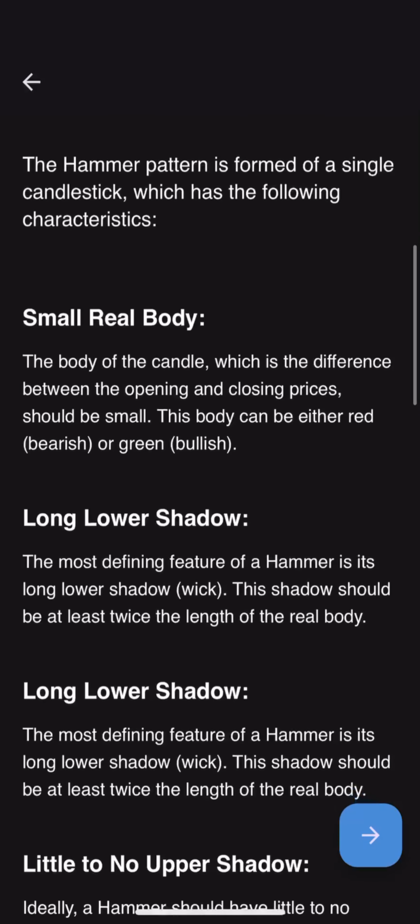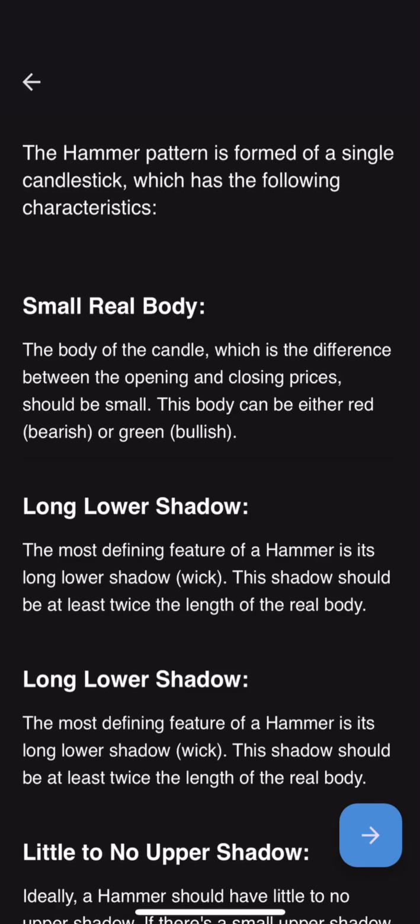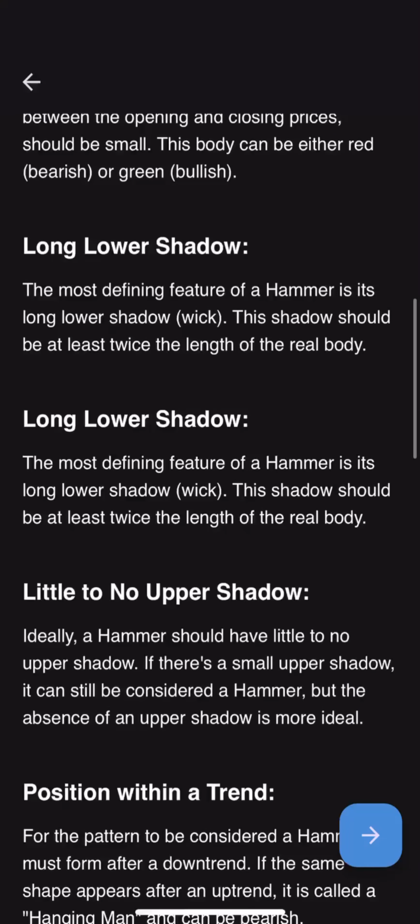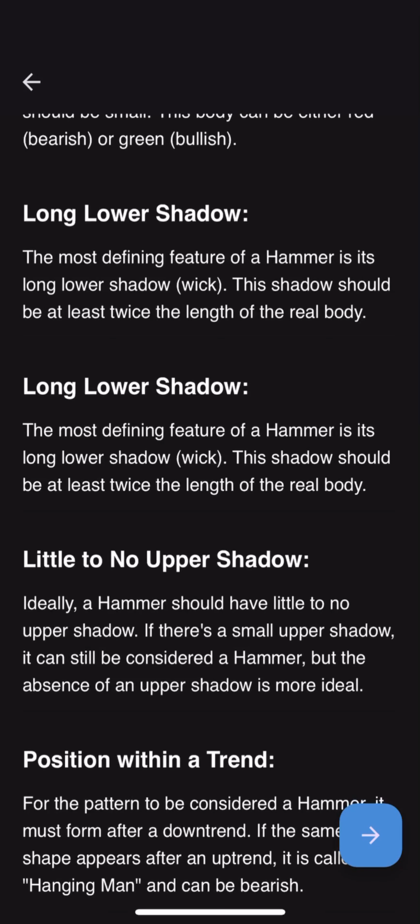Long lower shadow. The most defining feature of a hammer is its long lower shadow, or wick. This shadow should be at least twice the length of the real body. Little to no upper shadow. Ideally, a hammer should have little to no upper shadow. If there's a small upper shadow, it can still be considered a hammer, but the absence of an upper shadow is more ideal.